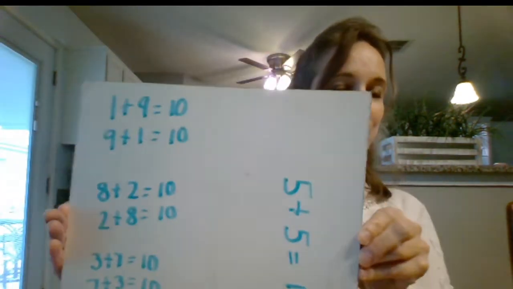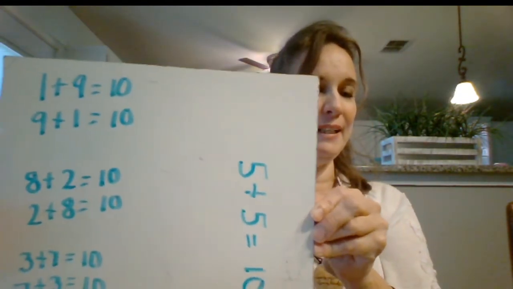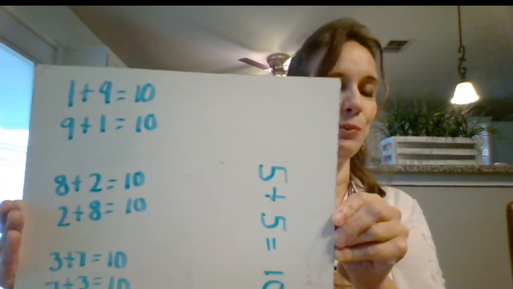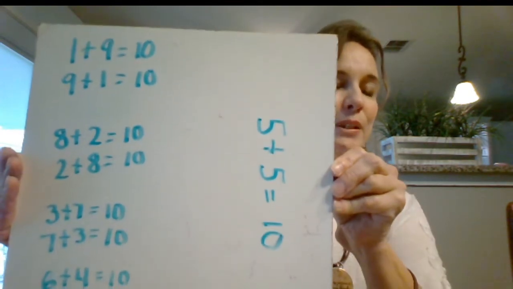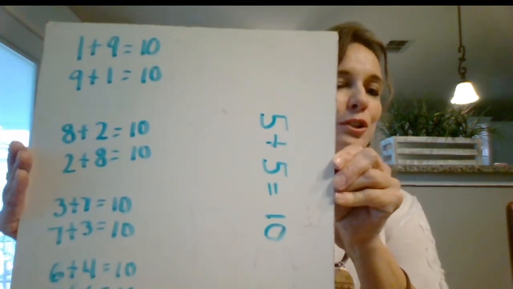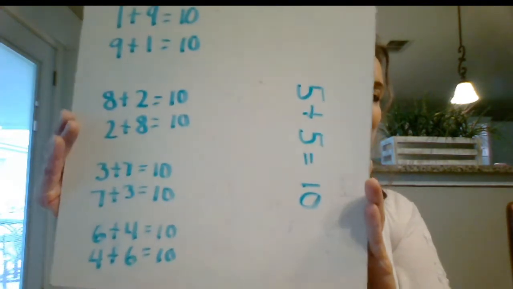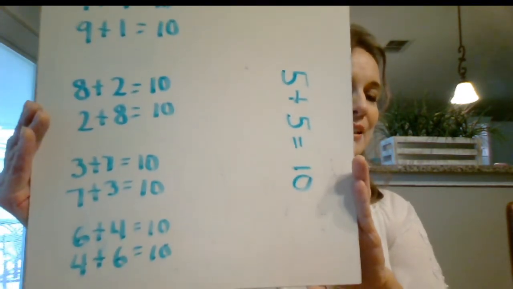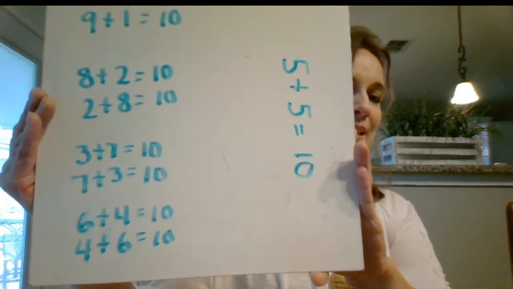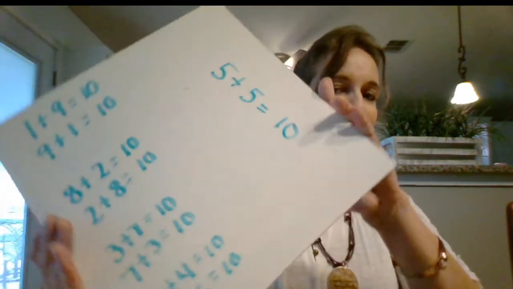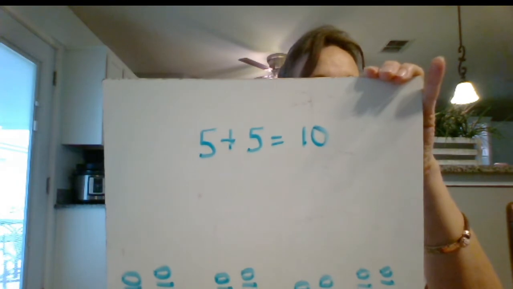Let's do it again. 1 plus 9 is 10. 9 plus 1 is 10. 8 plus 2 is 10. 2 plus 8 is 10. 3 plus 7 is 10. 7 plus 3 is 10. 6 plus 4 is 10. 4 plus 6 is 10. 5 plus 5 is 10.